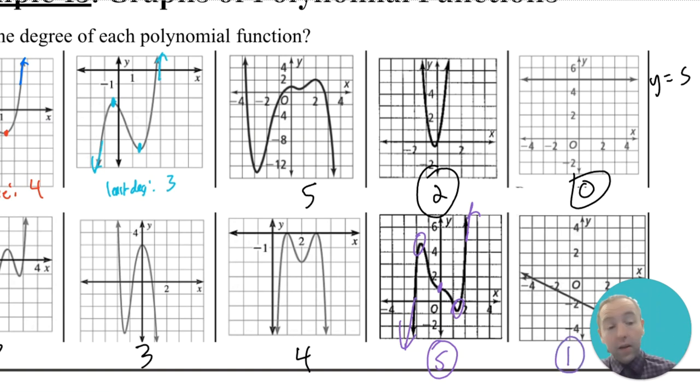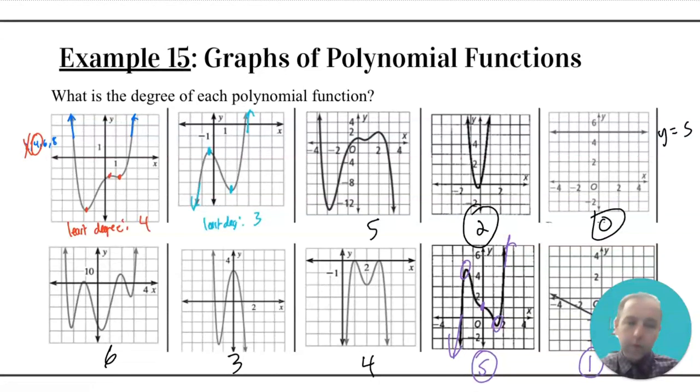And then the last one is going to be degree 1, because it's a diagonal line, so it has to have an m value in front of x plus b. So you should at least be able to tell from the graphs, based on the curviness and that sort of stuff, what sort of polynomial function we're working with here.